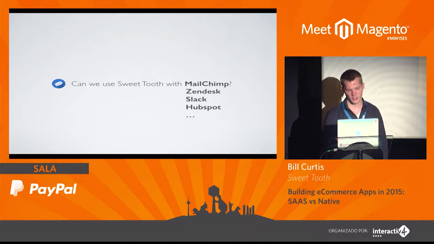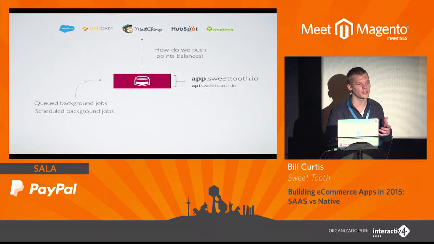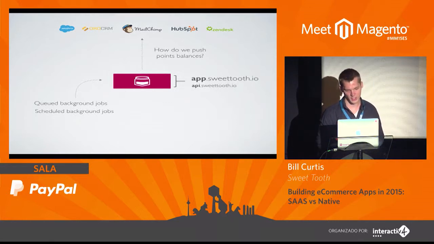Let's talk about SweetTooth integrating with other apps now. So how do we push points balances to MailChimp, for example? Since we now own the entire infrastructure that our app exists in, we can add queuing systems, we can add background jobs, we can schedule background jobs to run on a nightly basis to make sure the data is syncing properly between services. But most importantly, we can monitor these jobs, and in case they fail out, we can retry them, and it becomes a much safer experience for data syncs.